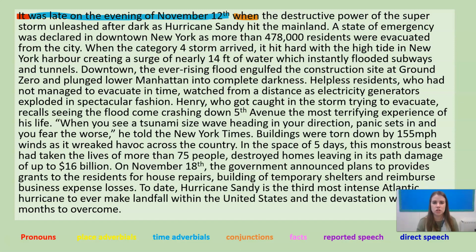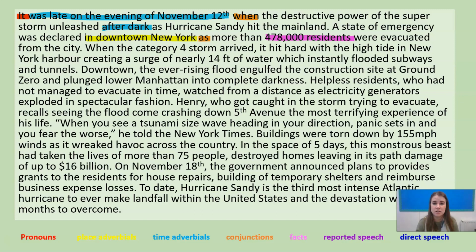Now I'm going to add a conjunction to expand on my sentence, okay? And then here I'm going to add another time adverbial. Along with that, though, a state of emergency was declared in downtown New York. So now I'm adding a place adverbial. As more than 478,000 residents. So even in that little bit there, I've included a conjunction. And now I've got an additional fact.